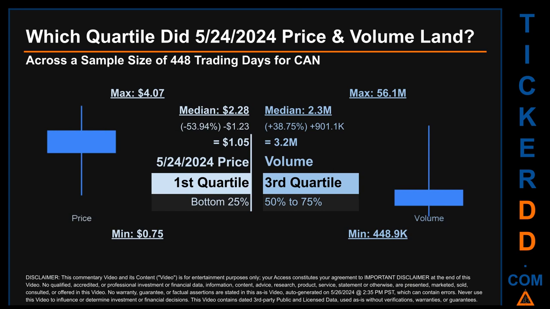Descriptively, CAN has a median price of $2.28. Therefore, May 24, 2024 price was lower from that middle marker by 53.94%. The day's volume of 3.2 million was more than the median by 38.75%.